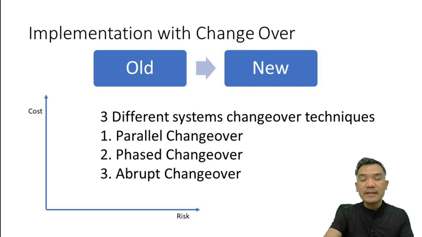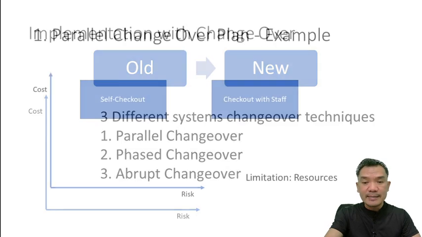So there are three different system changeover techniques that some organizations implement. Number one is parallel changeover, second is phase changeover, and third, abrupt change. But when you look at these changeover techniques, you have to consider the cost associated and the risk associated with the conversion from old to new system. So each of these cases we will look at in the succeeding slides.